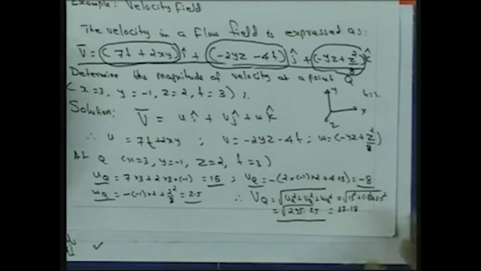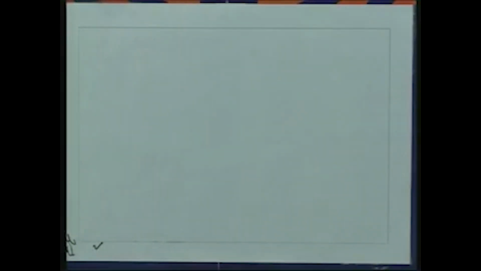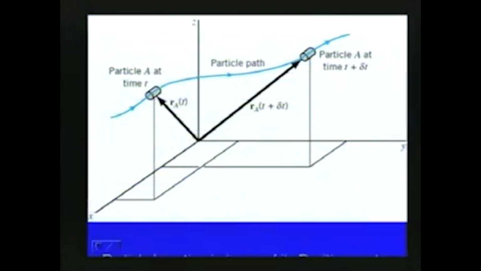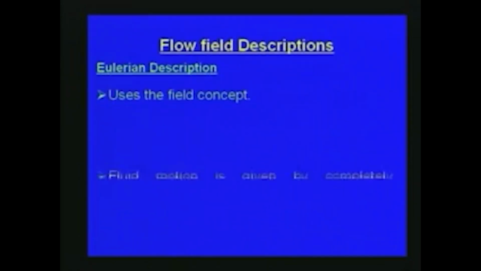The corresponding units can be put here, either meter per second or centimeters per second, depending upon the problem. So like this, the velocity can be represented with respect to the space x, y, z and then time. If the function for the velocity variation is known, then we can determine the magnitude of the velocity. So this is the velocity field, and the velocity can be represented with respect to space and time.